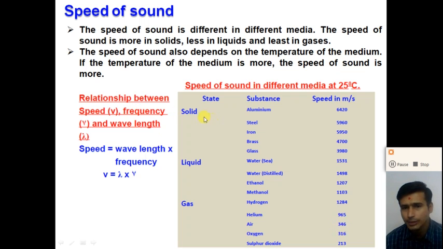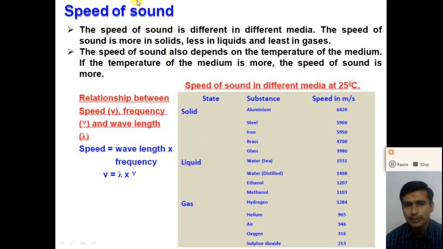So here the speed of the sound in a solid medium is higher, the speed of the sound in a liquid is less compared to the solid medium, and the speed of the sound in a gaseous medium is the least, right?